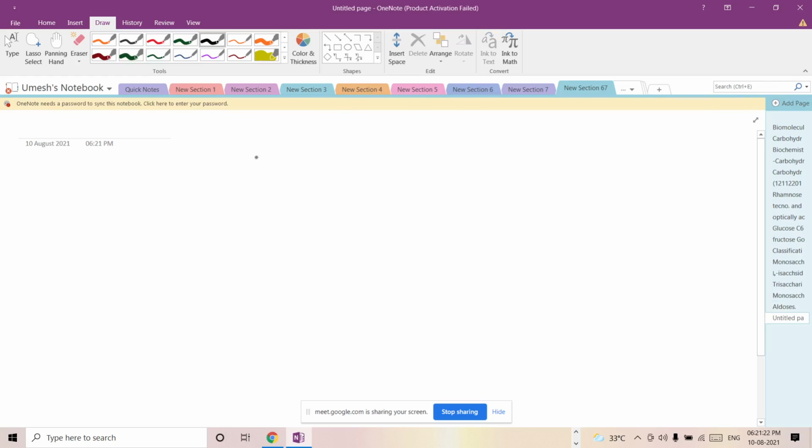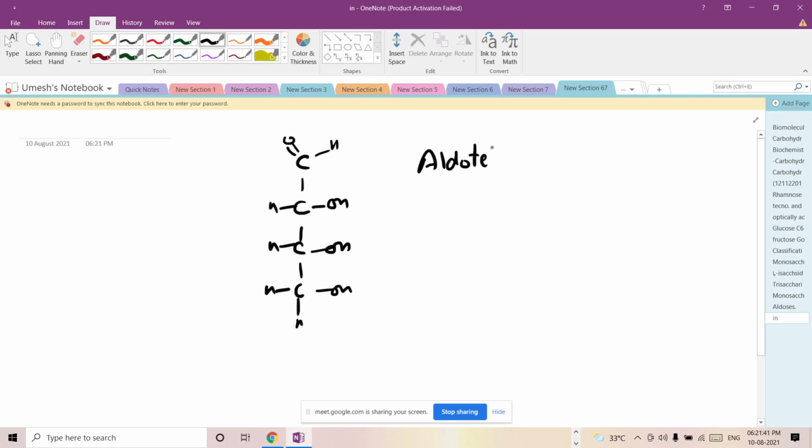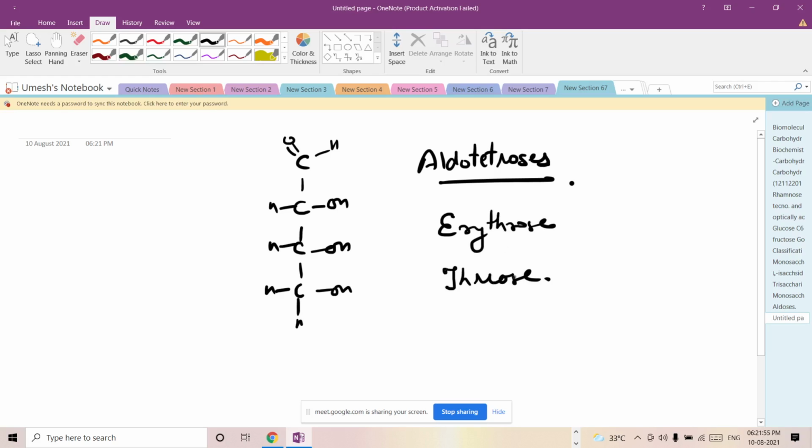Then we can have aldotetrose, a 4 carbon chain. Aldehyde group is here, but now a 4 carbon chain: 1, 2, 3, 4. Right? OH here. So we call this an aldotetrose. For example, we have erythrose. We have 3 OH's. Right? So depending upon the carbon atoms that it has, it can be classified further.